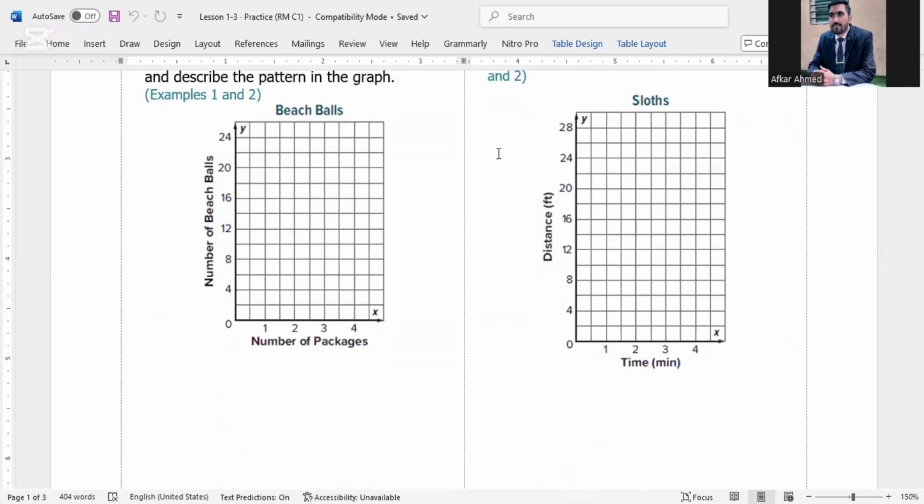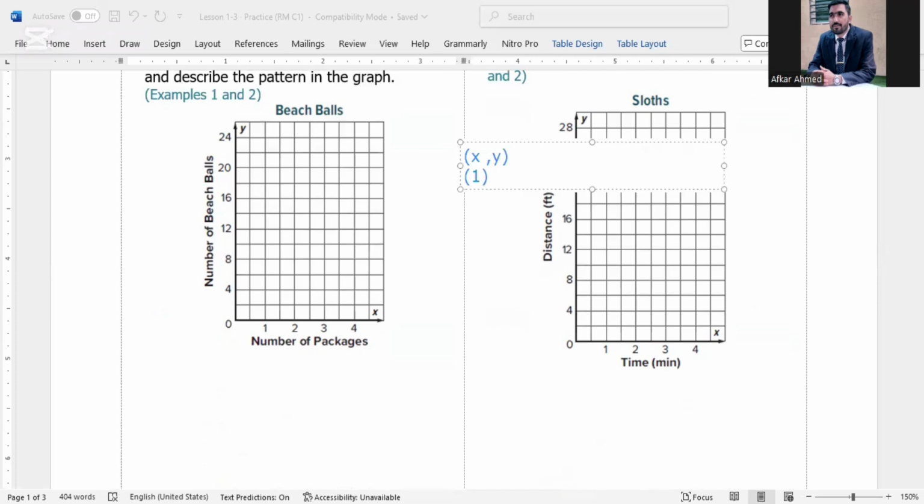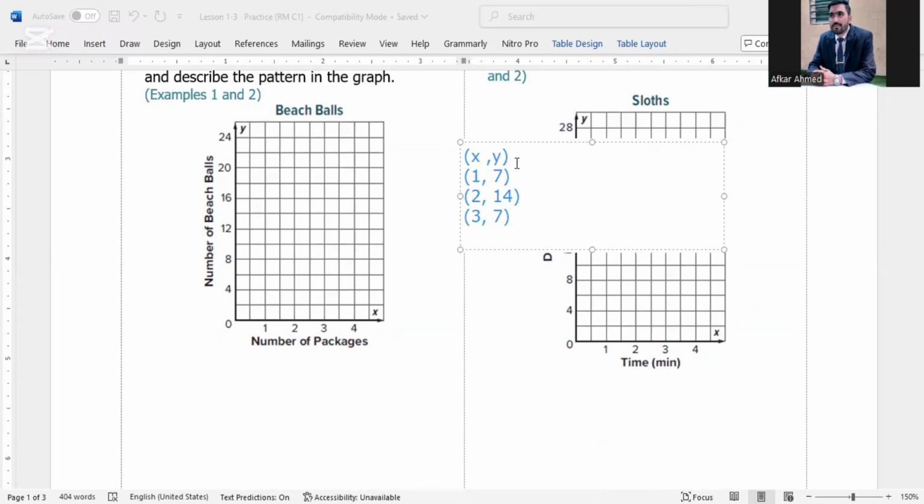To write the ordered pairs, again we will do the same. It means he is asking for x and y. Now he's saying in one minute you have 7 feet distance, and in 2 minutes you have 2 times 7 will be 14, or 7 plus 7 will be 14, and same if you have 3 minutes, 3 times 7 will be 21, and 4 times 7 will be 28. So we have all of these points.